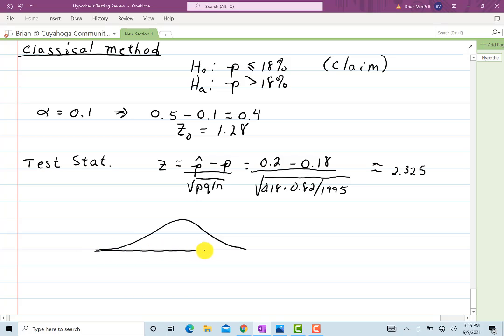So when we draw a picture, the start of this critical region occurred at 1.28. That's a horrible looking dot, but nonetheless. And then this Z value that we have is definitely inside of the shaded region. So we reject H naught.